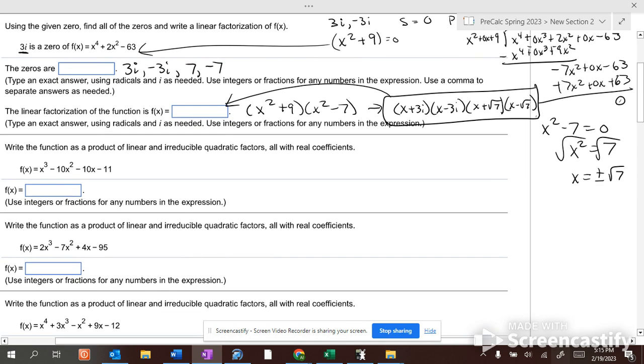All right. So, write the function as a product of linear and irreducible quadratic factors. Okay. So, what do we get here? Well, we use synthetic division. 1, negative 10, negative 10, negative 11. So I'll try a 1 in here first. So I get 1, 1, negative 9, negative 9, negative 19. And we see that doesn't work. So we get rid of it.